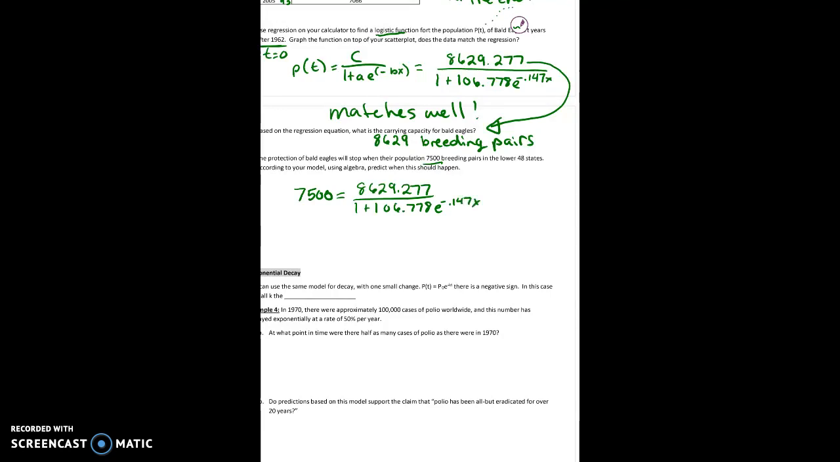So this looks pretty crazy, but what we're just going to do is multiply by the denominator, right? And so we get 7,500 times 1 plus 106.778 e to the negative 0.147x equals 8629.277. And then we're going to divide by 7,500.